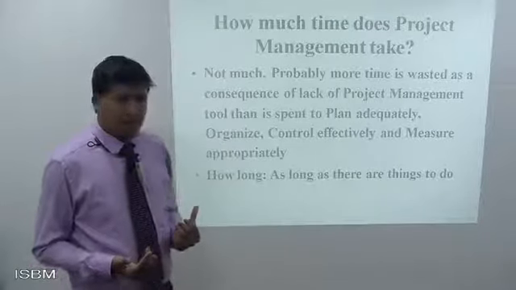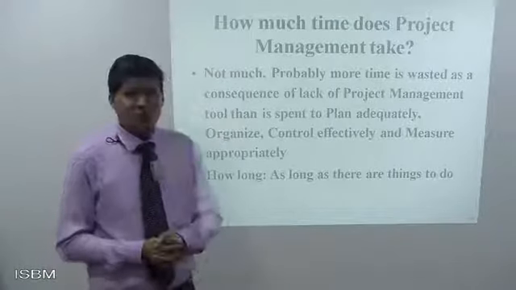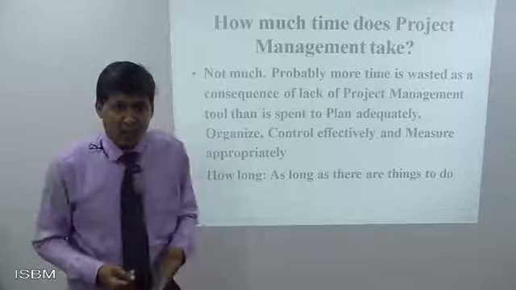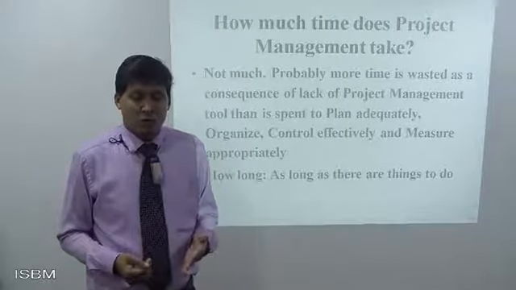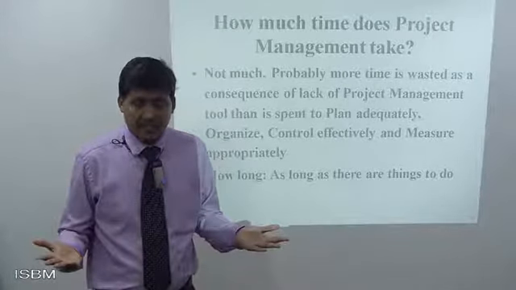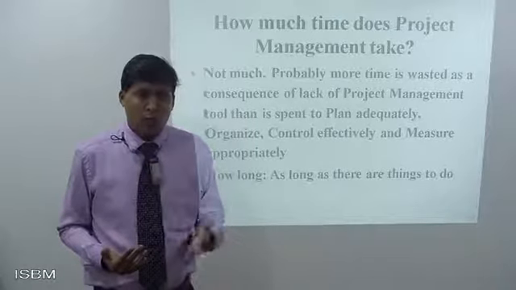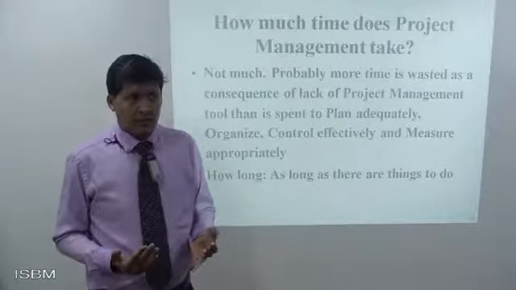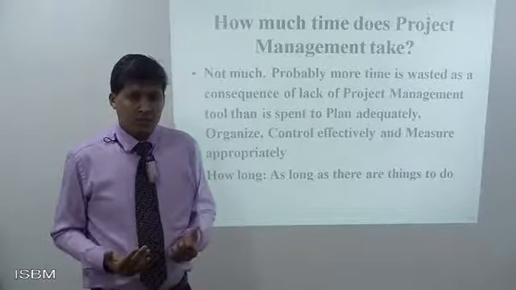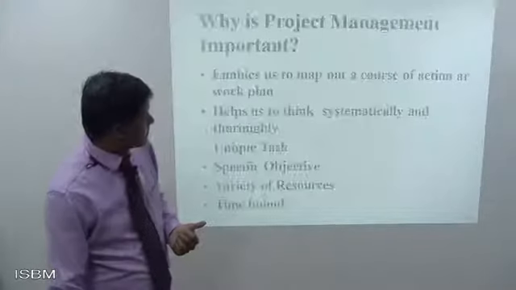How long? As long as there are things to do. So they say how long a project should be managed and controlled: so long as there are things to do, there are tasks to do, there are activities to do, there are functions to do. So one of the key variables is managing time.